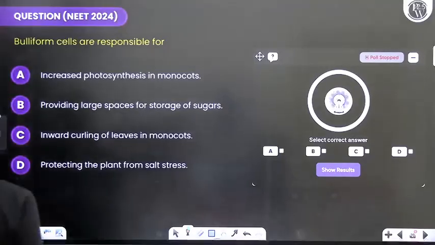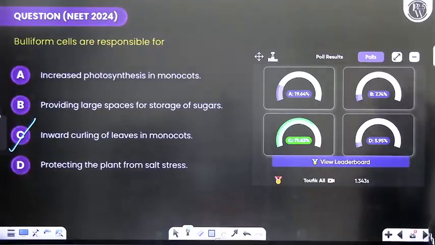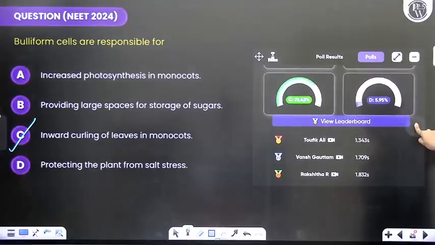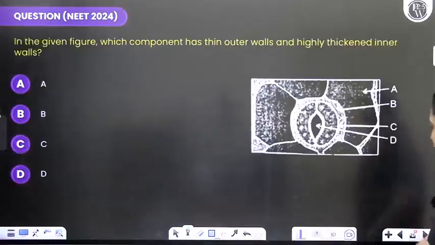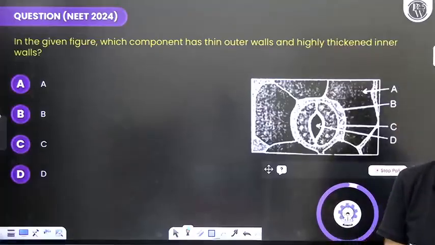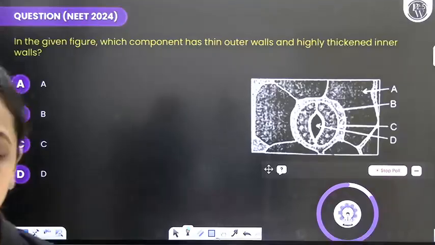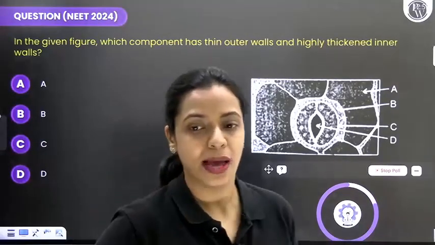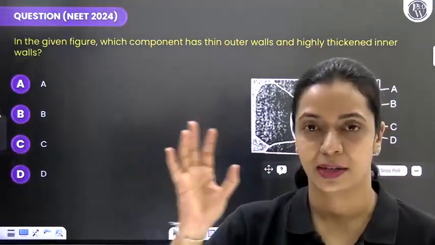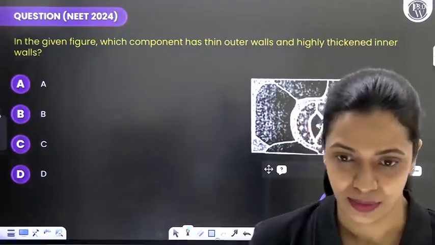Okay, the correct answer to this question is option C. 71% have answered correctly. Tawfiq leading the charts, top one. Then we have Vansh and Rakshita. Congratulations. Next question. This again is from 2024. Tomorrow we will solve some questions related to this chapter and everything else that we've done so far, from living world, biological classification, plant kingdom, morphology. Example based questions I will get for tomorrow's class. We will solve it.